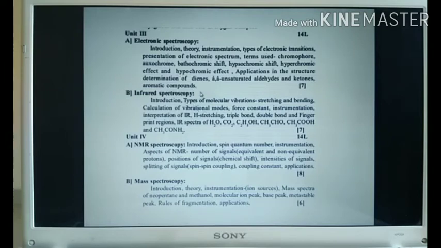Okay? Now infrared spectroscopy, again it is a spectroscopy, and all these spectroscopies are based on the same basic fundamental principle of absorption. Absorption is the principle.